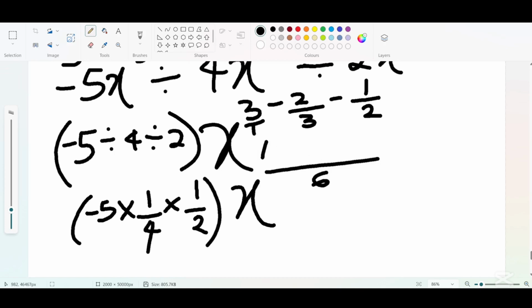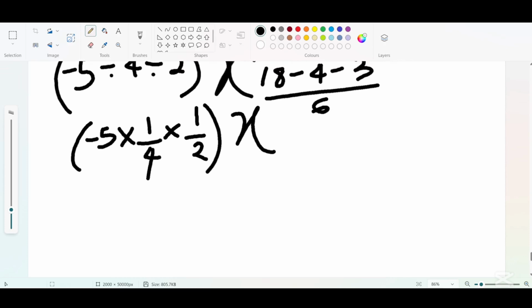That's going to be 18 minus, now 6 divided by 3 of course is going to be 2, and 2 times 2, that will be 4. And here 6 divided by 2 is going to be 3, and 3 times 1 is going to be 3, right? So at this point, we will now do what?